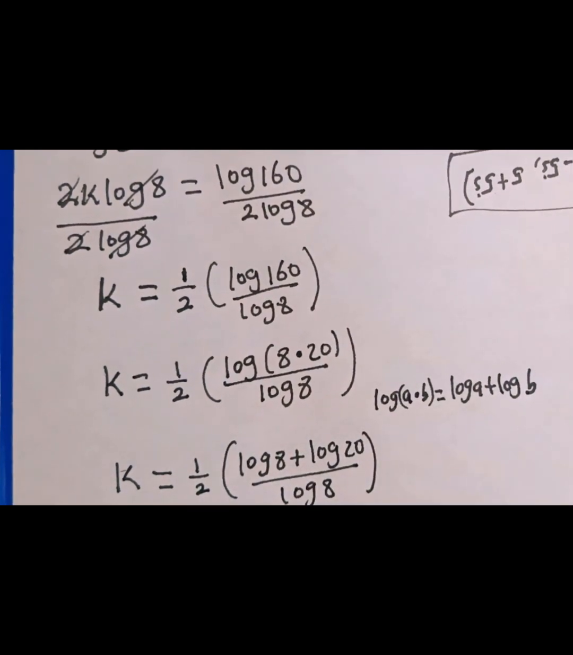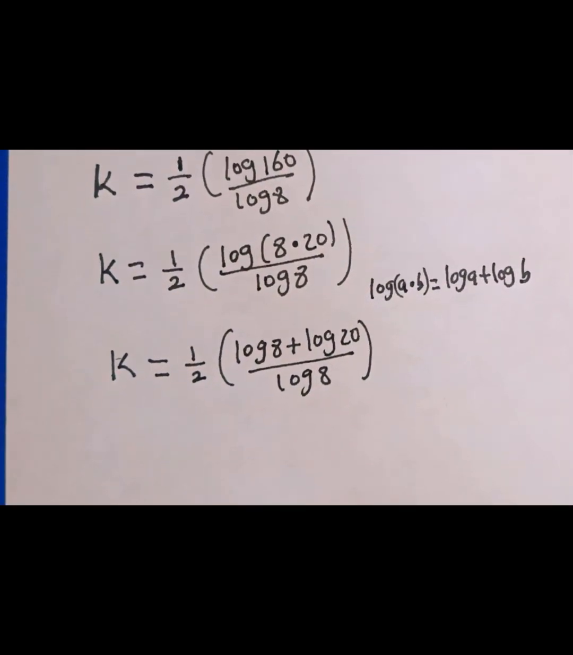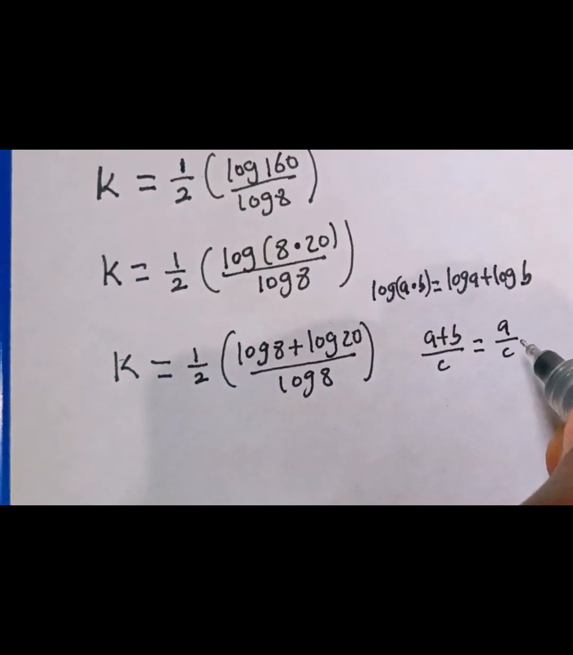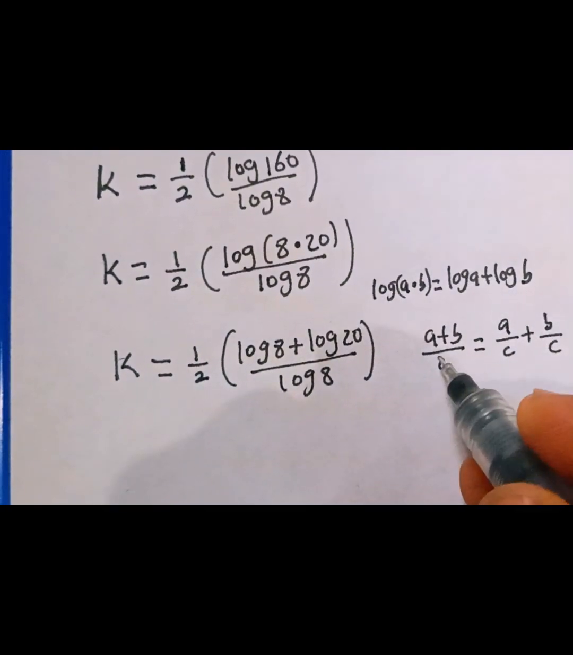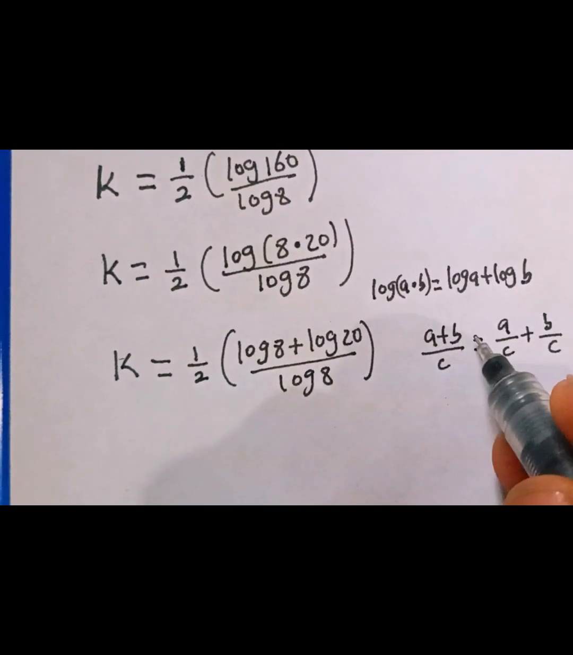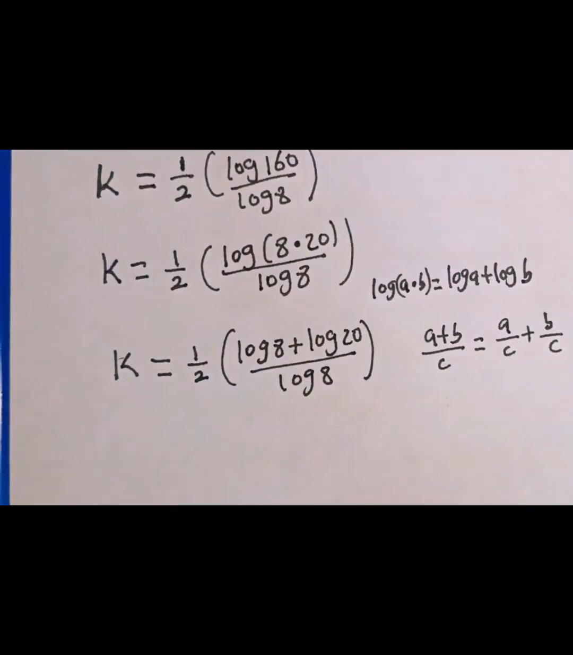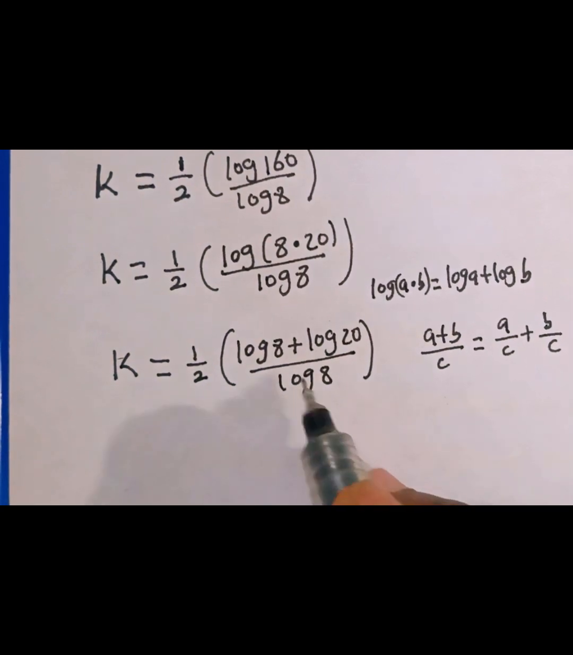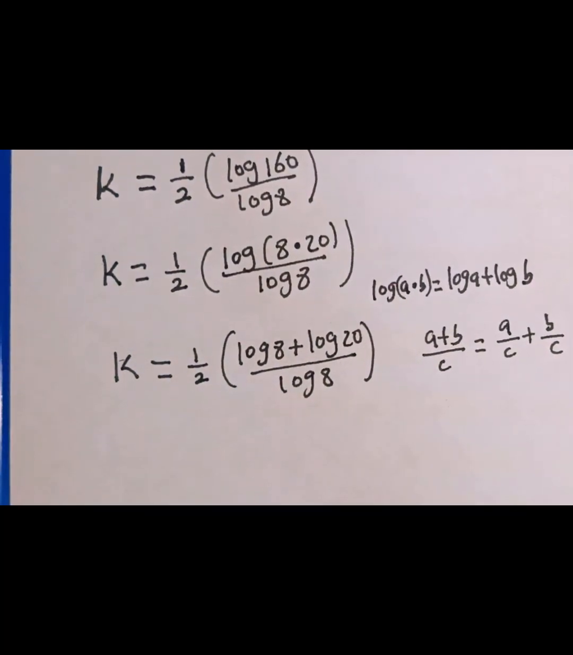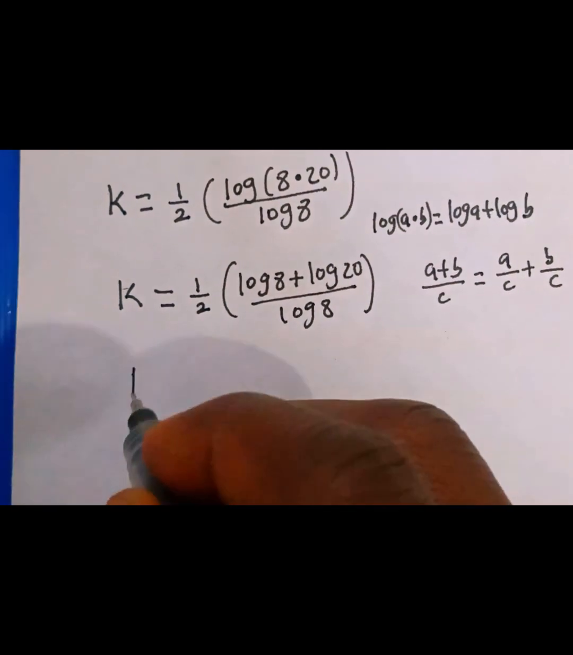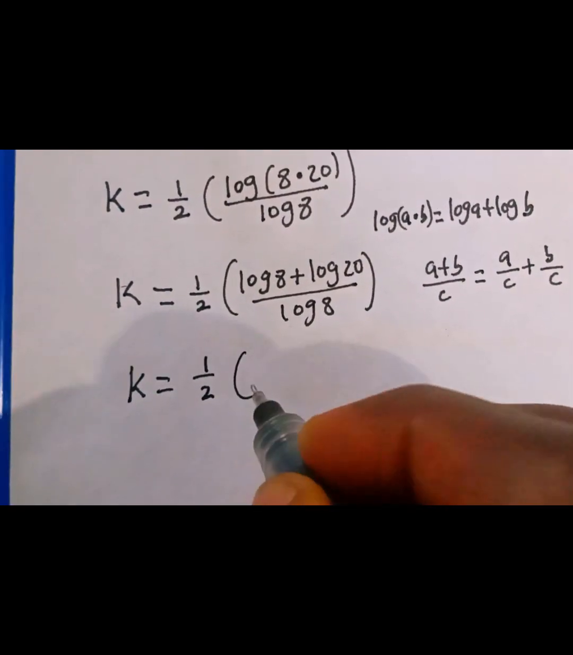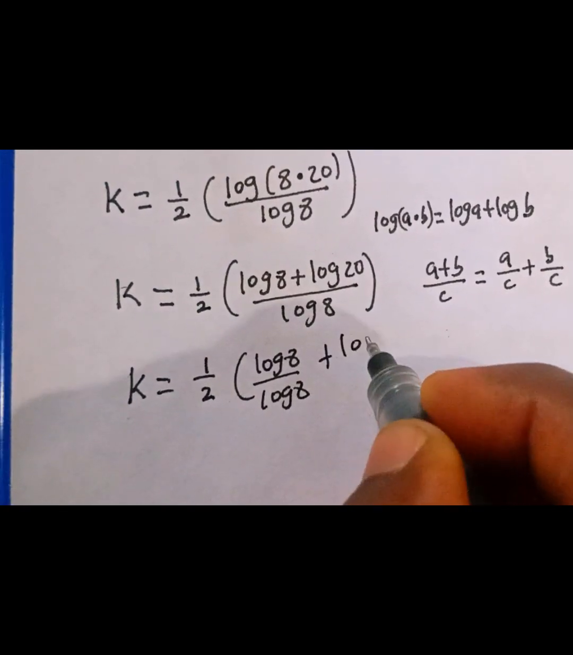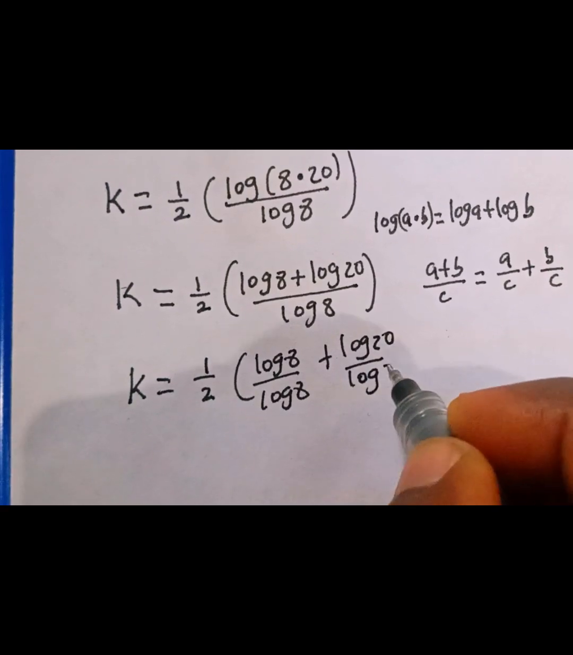So in this bracket again, we're going to recall one of the basic mathematics properties. When we have a plus b over c, this is the same as a over c plus b over c, since they have only one denominator, so both terms can share that denominator. So as you can see, this is in the form of this. We are going to transform it into this, whereby both terms in the numerator will share this log 8. So when we apply that, you are going to have k equal to 1 over 2 open bracket log of 8 over log of 8, then plus log of 20 over log of 8.